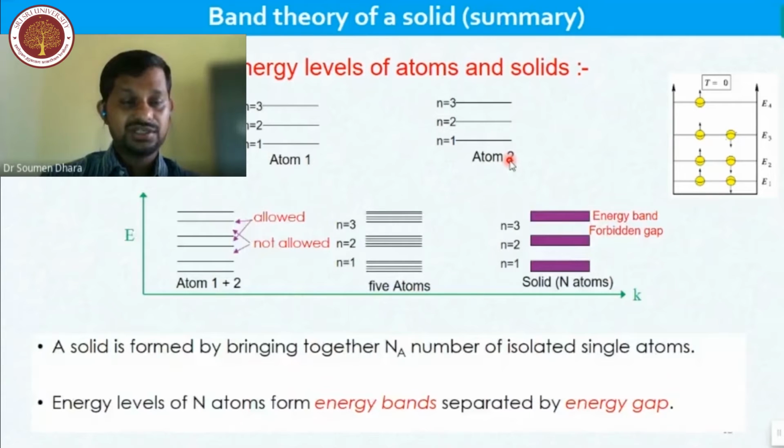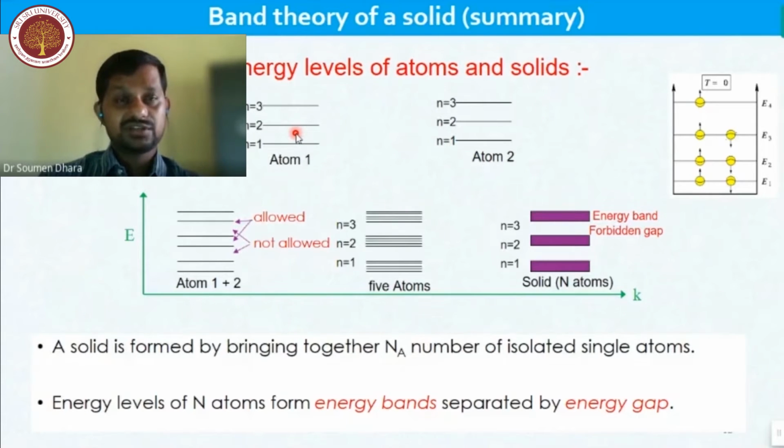If we have a solid made with two atoms, let's say atom 1 and atom 2, what will happen? Basically, we will have overlapping of the energy levels of atom 1 and the energy levels of the electron in atom 2. So for each quantum number, for n equals 1, you will have two energy levels. For n equals 2, again you will have two energy levels. For n equals 3, you will have two energy levels. So here you see we have a finite gap between the energy levels for different quantum numbers.